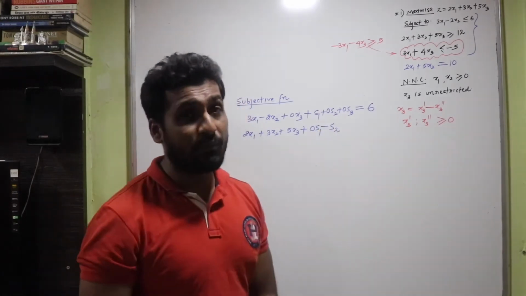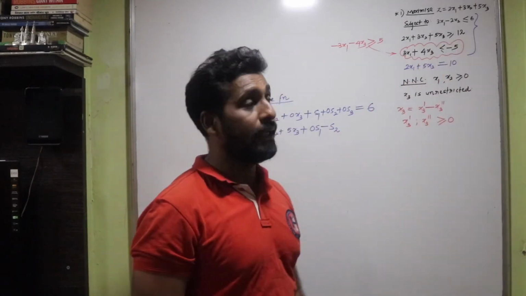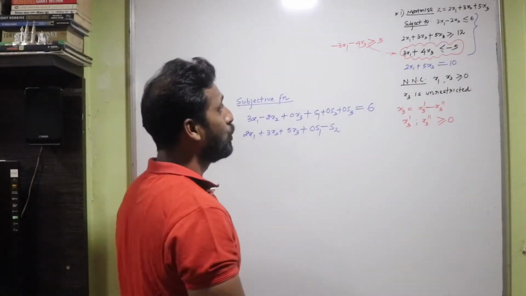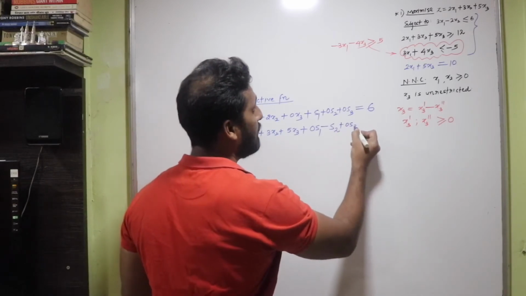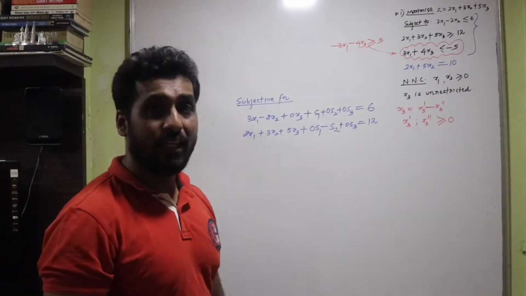So has the change been observed here? I've written minus s2 because this is a greater than or equal to type inequation. So minus s2 and then 0s3 is equal to 12. That's my second inequation, isn't it?